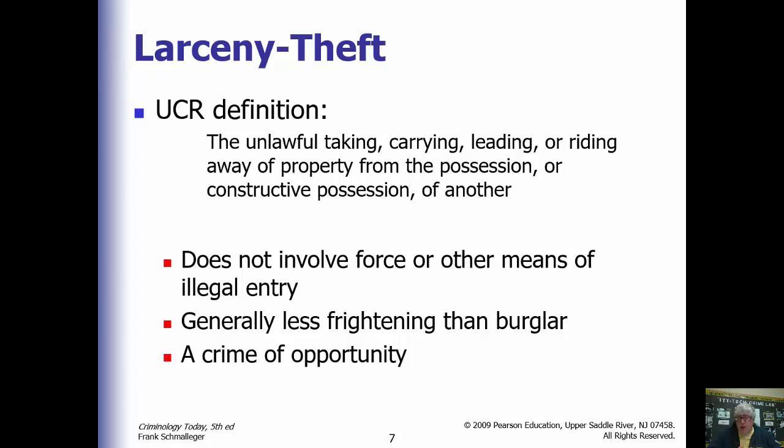Most people aren't as frightened when they get their stuff stolen from their car, although some state statutes define theft from a car as a burglary. But you're not as scared if somebody steals your purse or your wallet or your phone that you left somewhere. It's not as frightening as if you come home and your house is tossed by a burglar. And it is definitely a crime of opportunity.